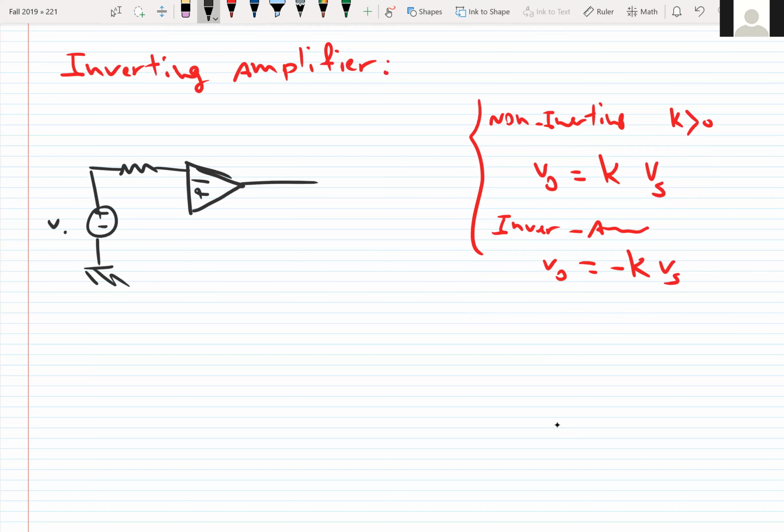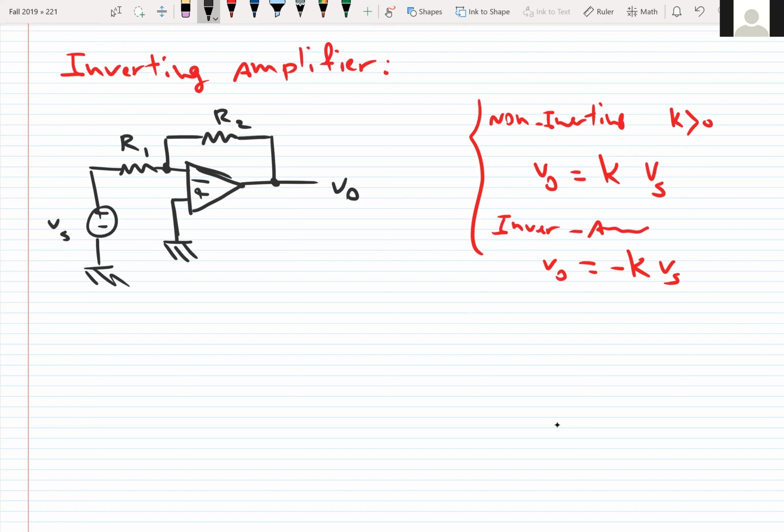The op amp is connected to the voltage source Vs, R1, and VO. This time the feedback, we always need to have a feedback, is like this, and the positive terminal is connected to the ground.